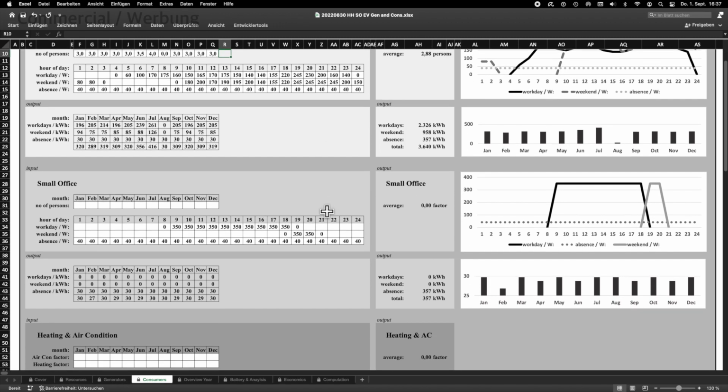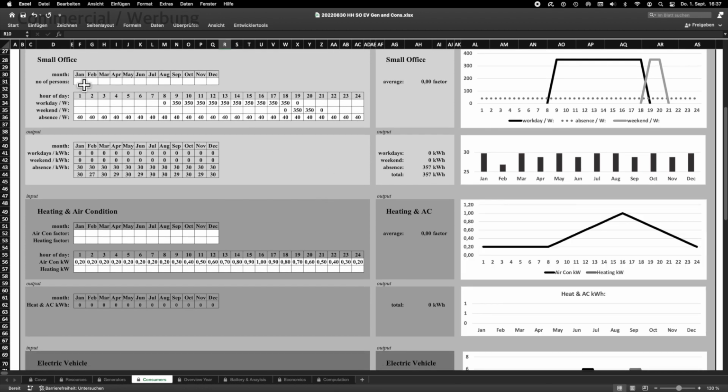In our small office, there will be 1 person working during the whole year, except in August, where the complete family is absent.